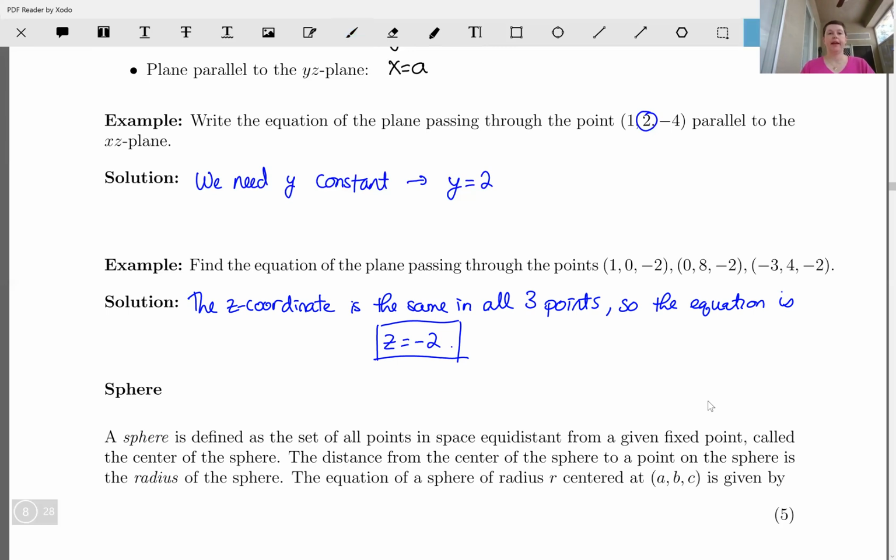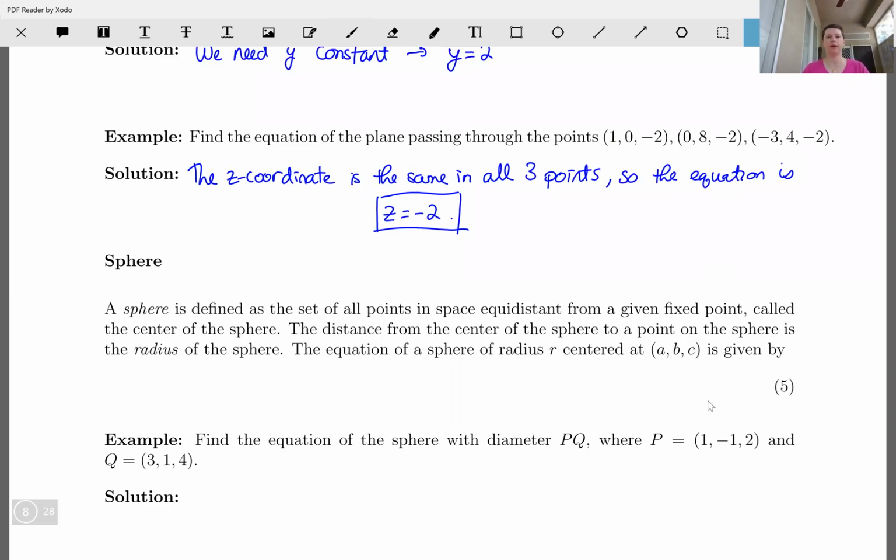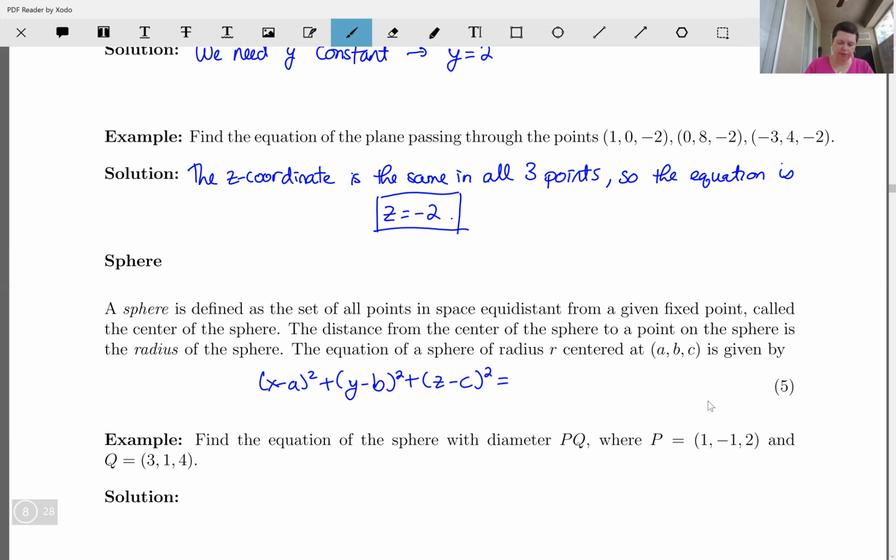Okay, another simpler three-dimensional object is a sphere. So kind of like a circle, right? A sphere is defined as the set of all points in space that are equidistant from a given fixed point, which is called the center of the sphere. The distance from the center of the sphere to a point on the sphere is called the radius of the sphere. So the equation of a sphere of radius r centered at the point (a, b, c) is given by (x - a)^2 + (y - b)^2 + (z - c)^2 = r^2.